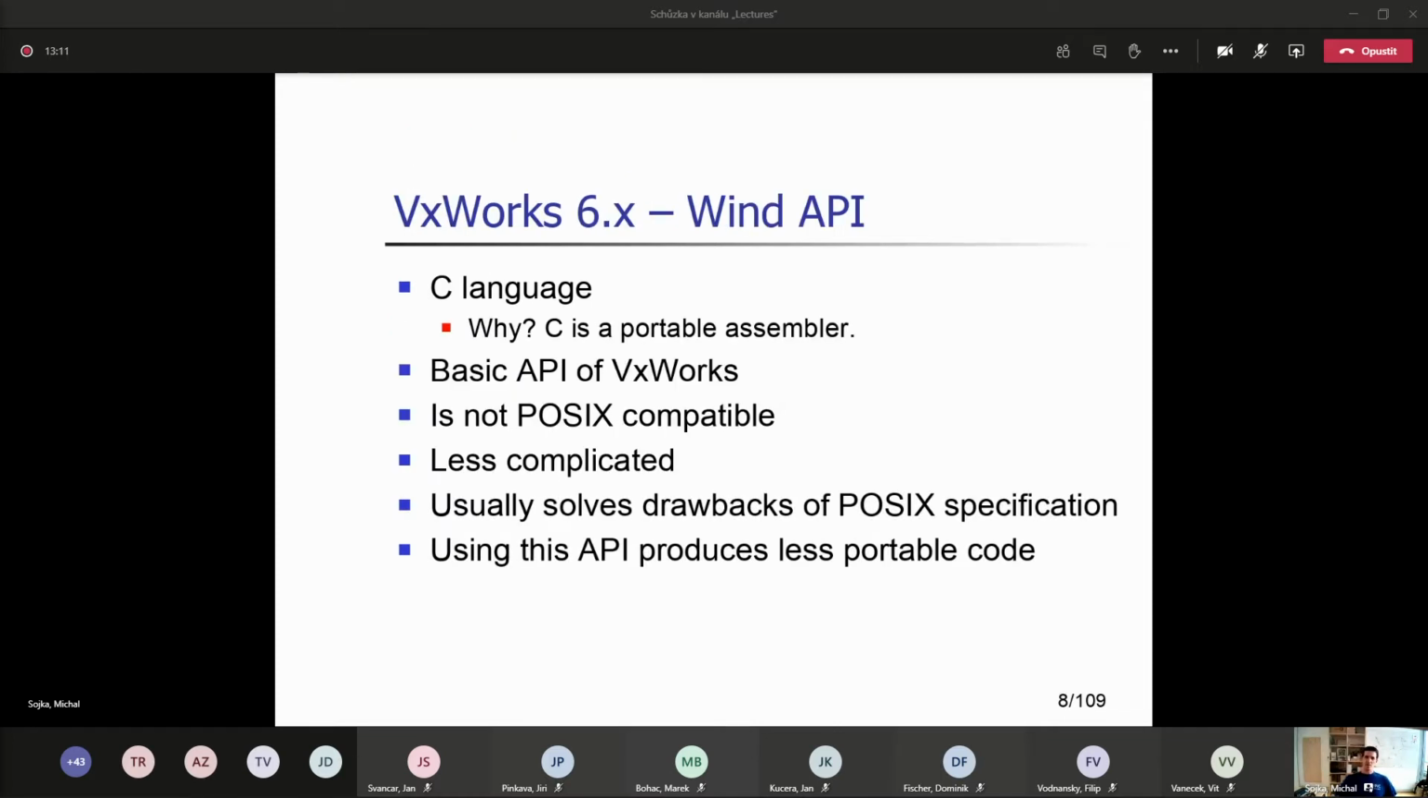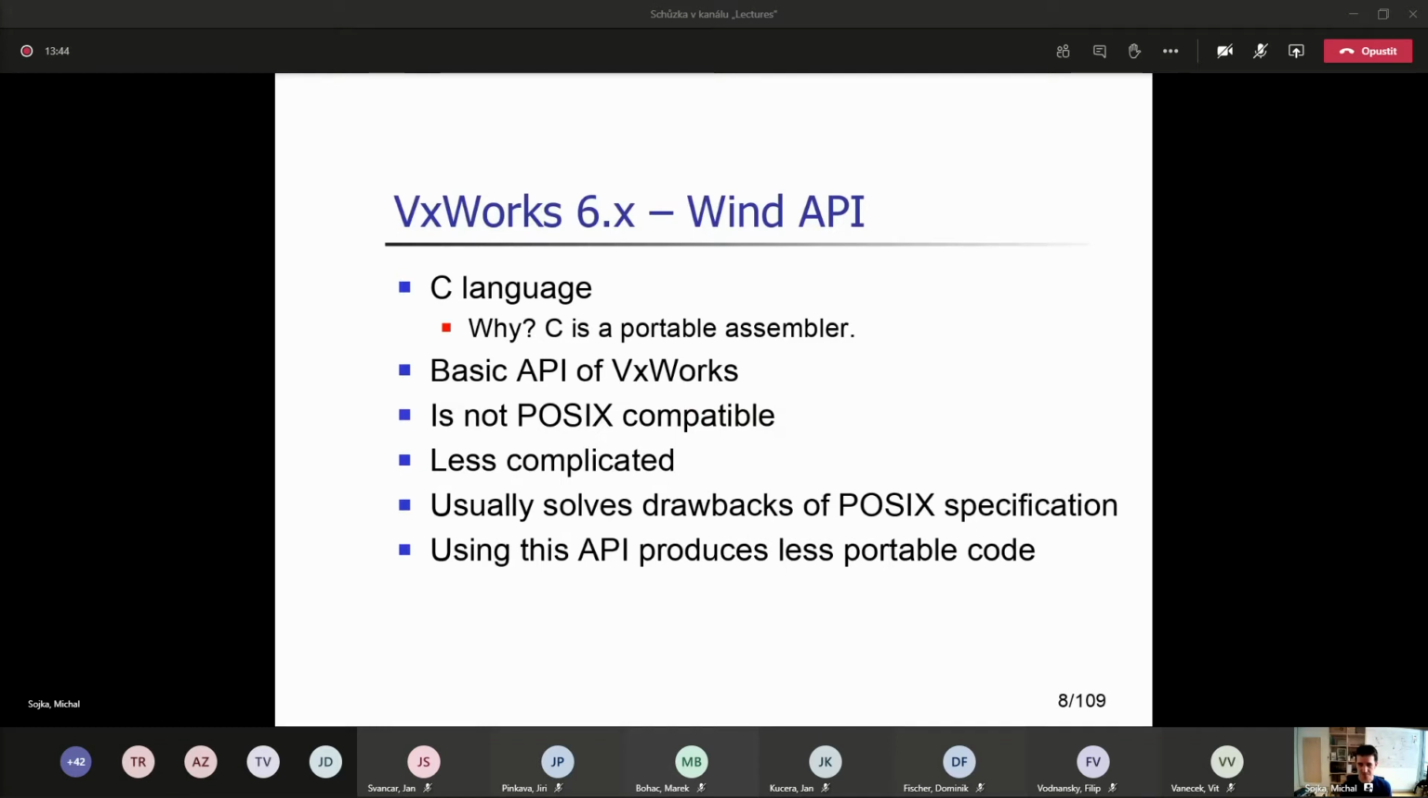So what is this API? What does it look like? It's a C language API. Maybe you ask why C language, why not something else. The answer is written here: because C is a portable assembler. So if there is some API for C, it can be very easily used in every other language, because C is like a common denominator of all computing.